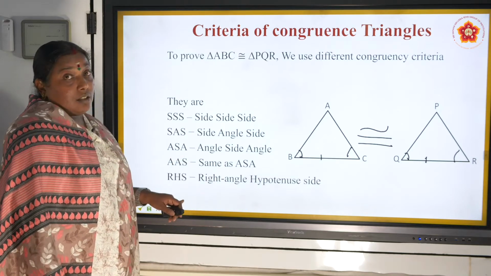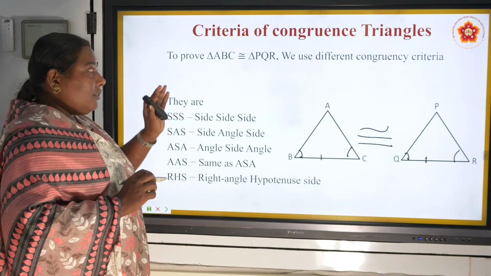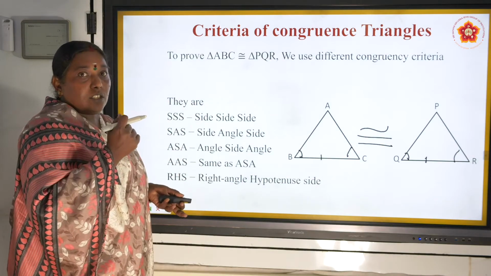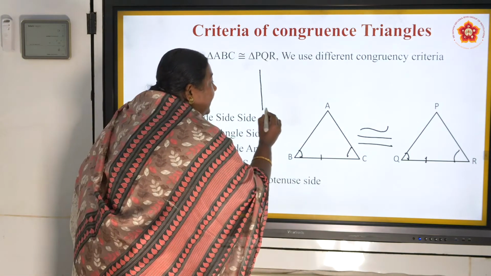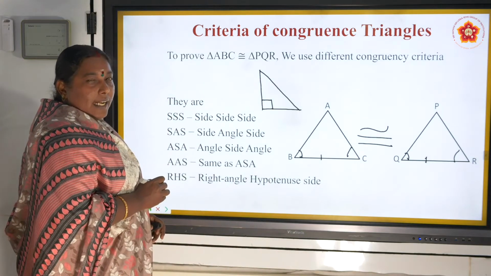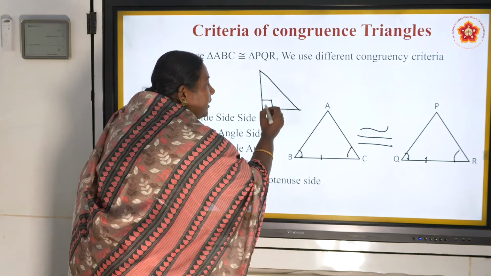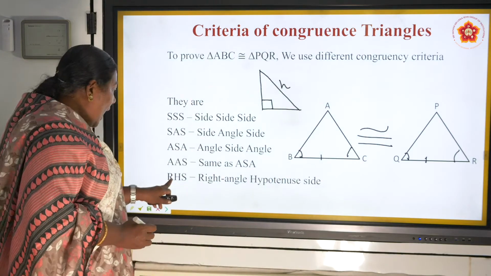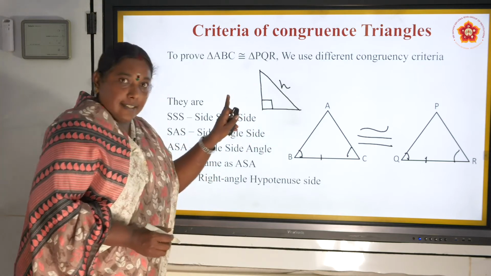Next, RHS. Here comes our biggest helper. We are seeing this right angled triangle from the 8th standard. Right angled triangle, everyone knows. What is that? Right angled triangle means one angle will be 90. And I think you know who is the hypotenuse. The side directly opposite to this 90 degree is called the hypotenuse. So RHS means right angle, hypotenuse and side.